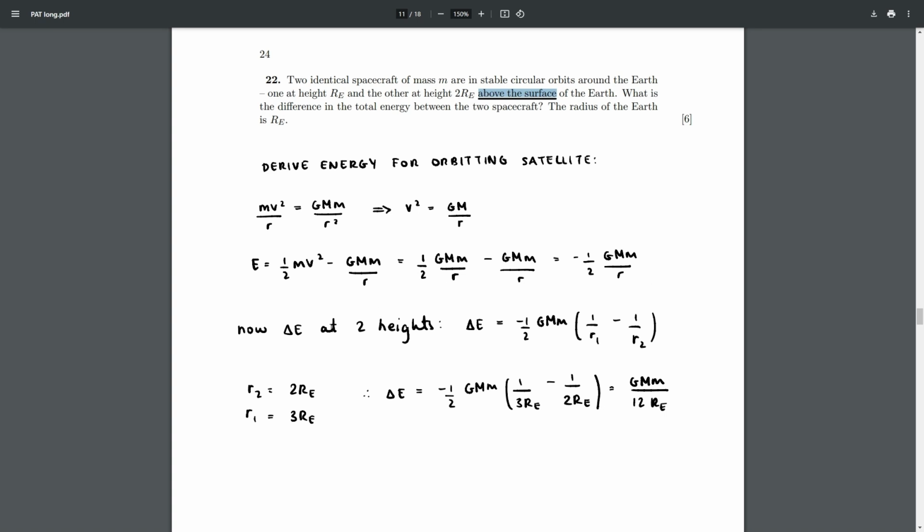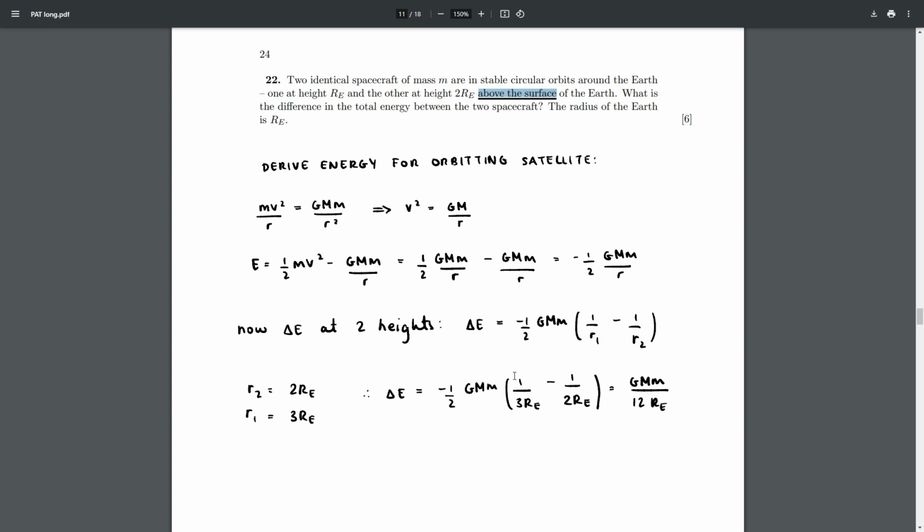So the change in energy at these two heights is going to be minus 1 over 2 GMm, and I factored the minus out. It's going to be the difference, so 1 over r1 minus 1 over r2. And r1 is going to be 3 RE, and r2 is going to be 2 RE. You see how we've added plus RE here, because it's at a height above the surface of the Earth. So the distance from the center of the Earth, which is our radius of the orbit, is going to be whatever the height is plus RE.